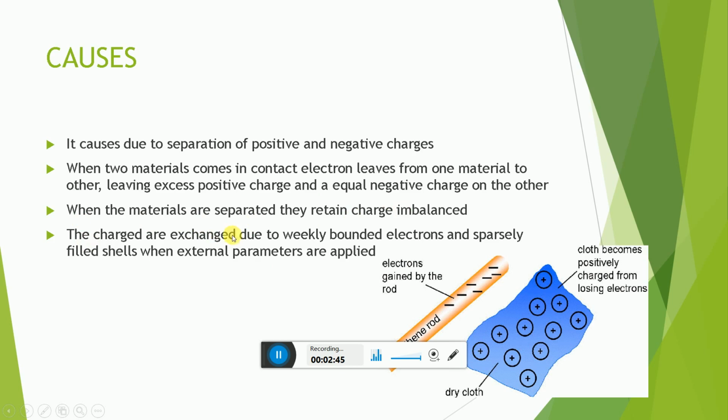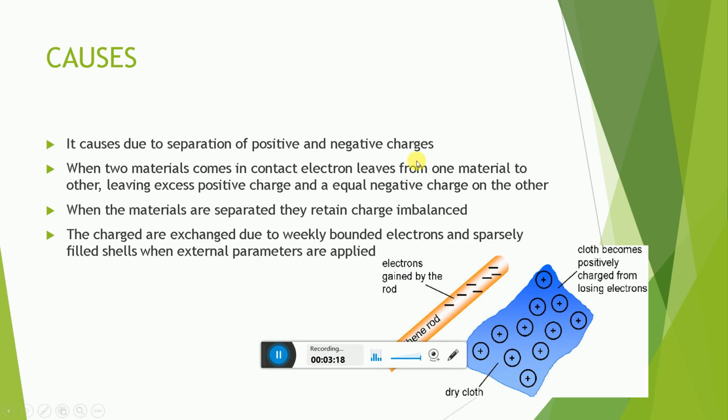The charges are exchanged due to weakly bound electrons and sparsely filled shells when external parameters are applied. So how are electrons transferred from one material to the other? This is due to weakly bound electrons or highly attracting atoms, which attract electrons and become negative, while other atoms easily tend to give electrons and become positive.